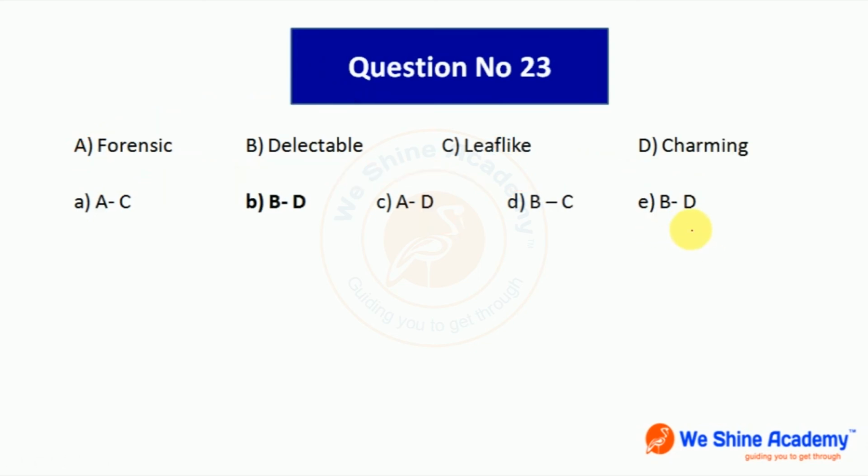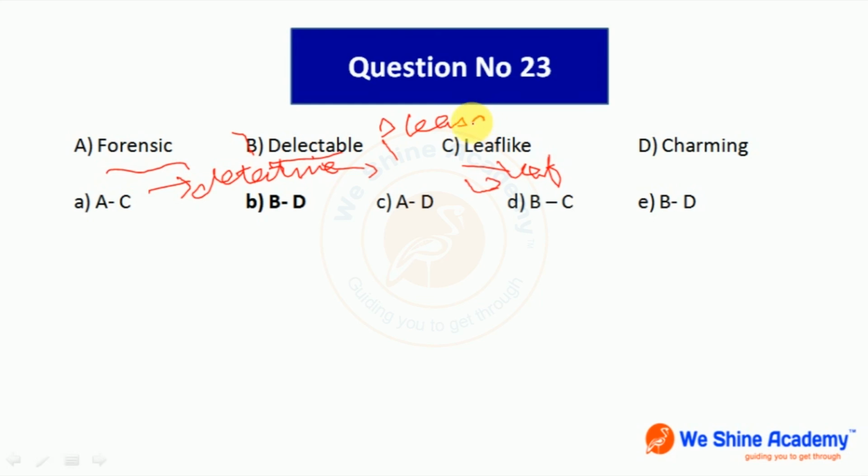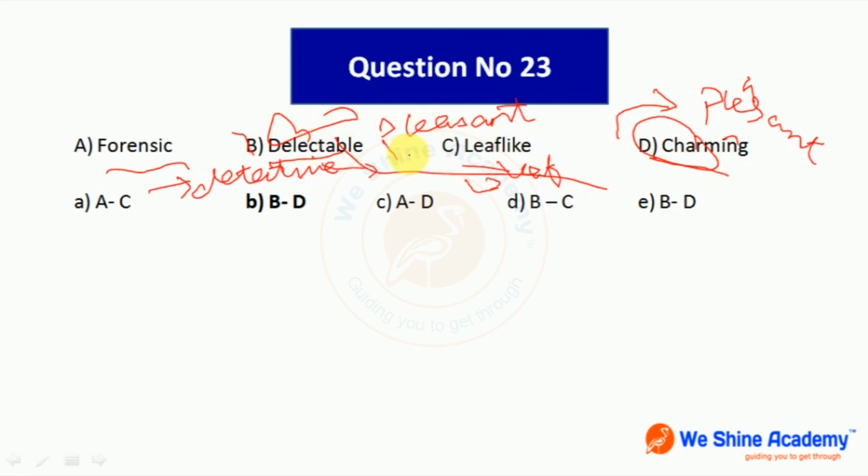Question 23. Phosphenic, delectable, leaf-like, charming. Phosphenic can be used for the dative. Okay. Leaf-like. What do you mean leaf-like? Leaf-like, leaf semblance. Appearance is like leaf. Delectable is nothing but pleasant. Delectable is pleasant. Charming is pleasant. So B and D are same in meaning. Option B is the right answer.